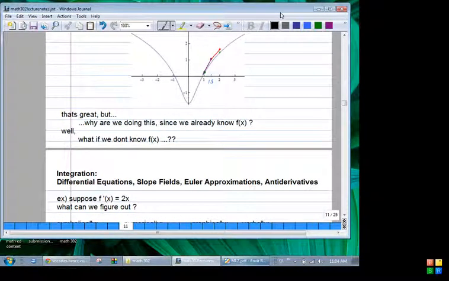Suppose you know that f prime of x equals 2x. What can we figure out? The slopes at every point. Okay, so we can technically find the line, but only the shape of the line. You don't know at what level the line would be. Okay, so you're all saying correct things, which I like.